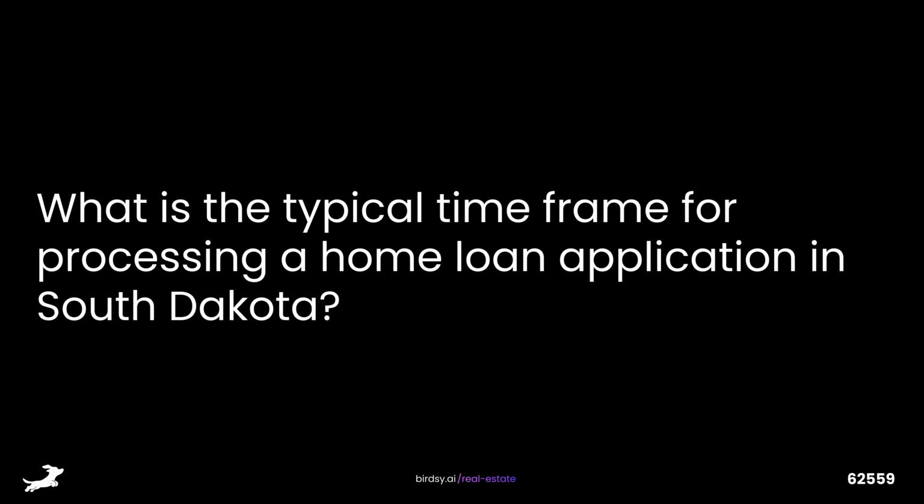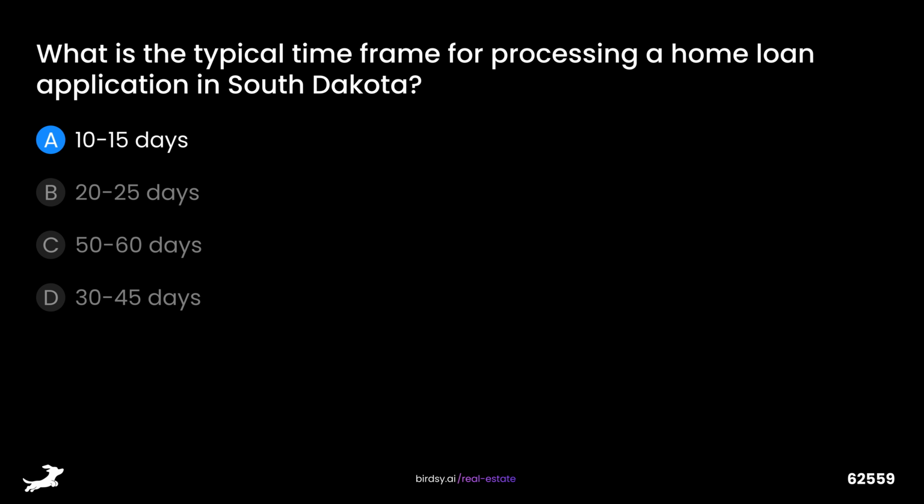What is the typical time frame for processing a home loan application in South Dakota? Is it A, 10 to 15 days, B, 20 to 25 days, C, 50 to 60 days, or D, 30 to 45 days? The answer is D, 30 to 45 days.